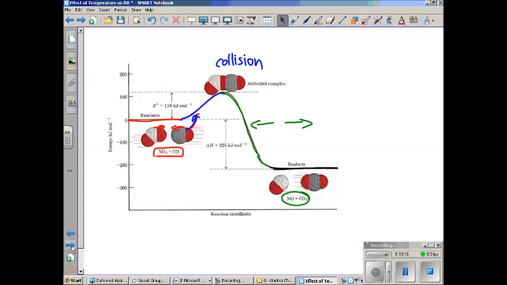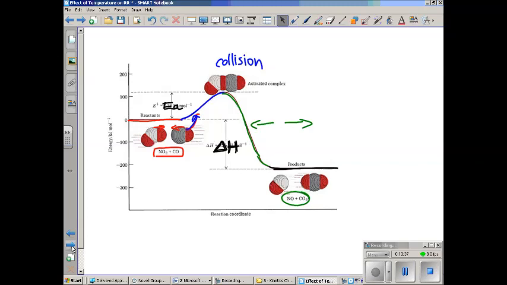Again, looking at this graph, you can see that we have products with a lower energy than our reactants. By the way, there was an issue here. I'd fixed this on yours. So this should just say delta H, and this should just say EA.